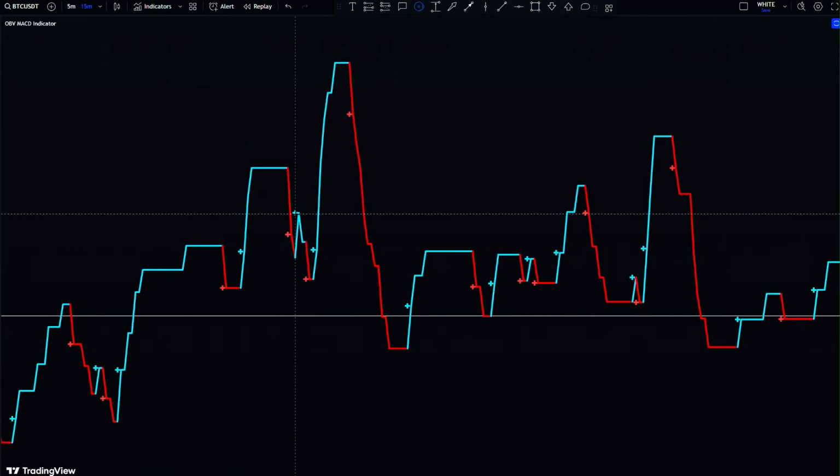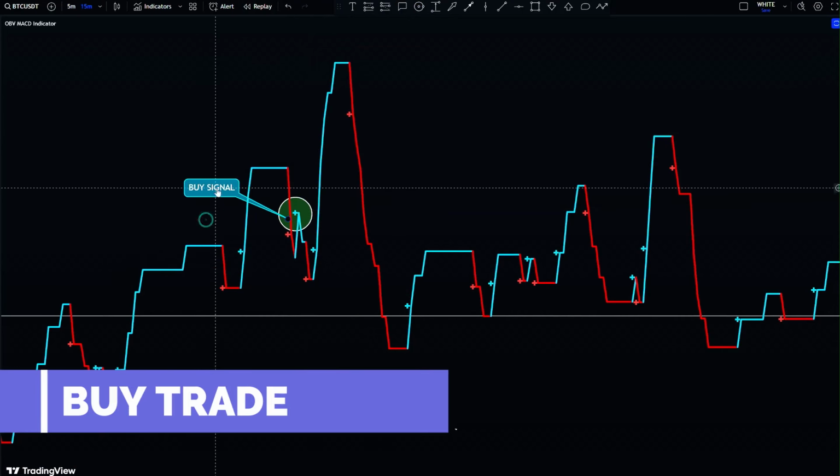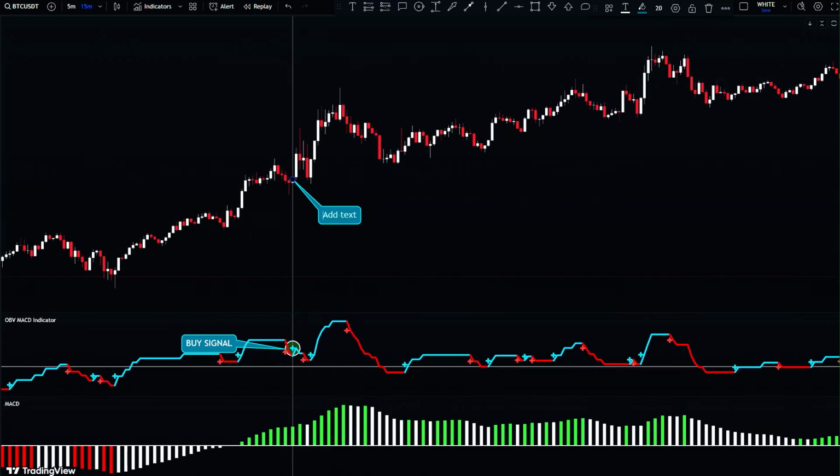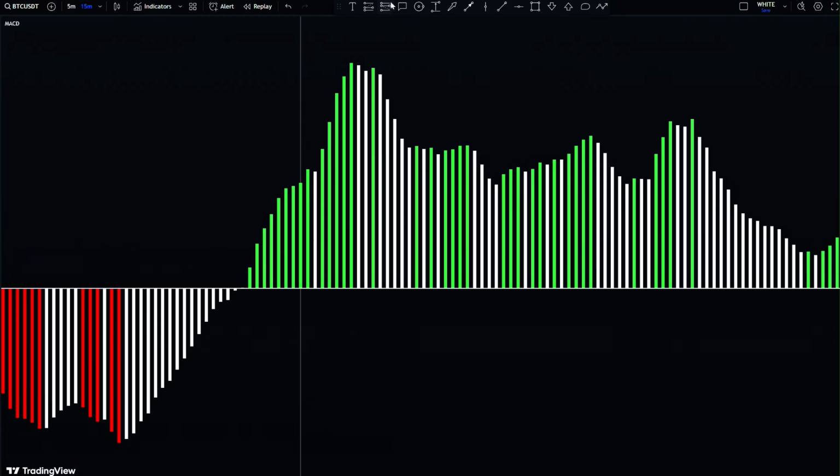When the OBV MACD indicator gives us a buy signal, we need to find the right moment to enter the trade. We can do this by drawing a vertical line on the chart to spot the signal candle. But before we dive in, let's make sure the market has some bullish momentum. That's where the MACD indicator comes in handy.